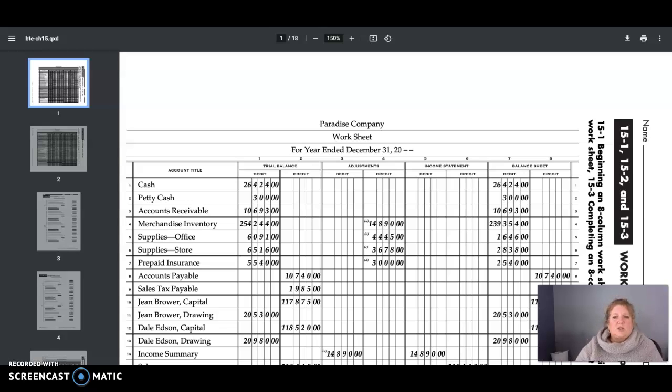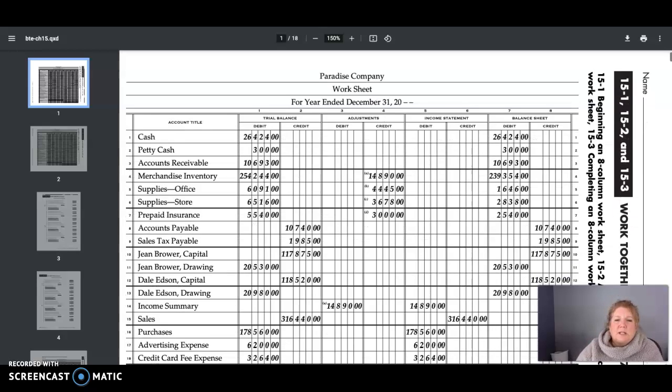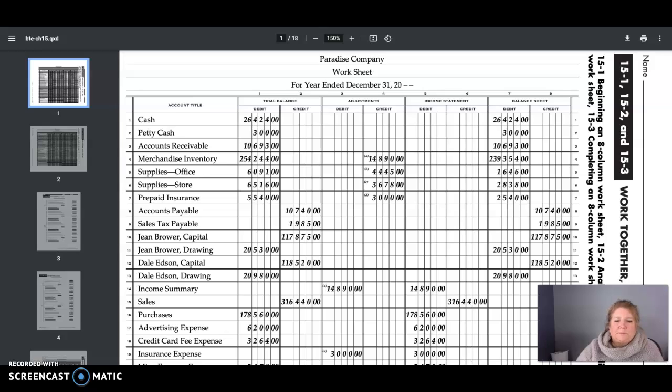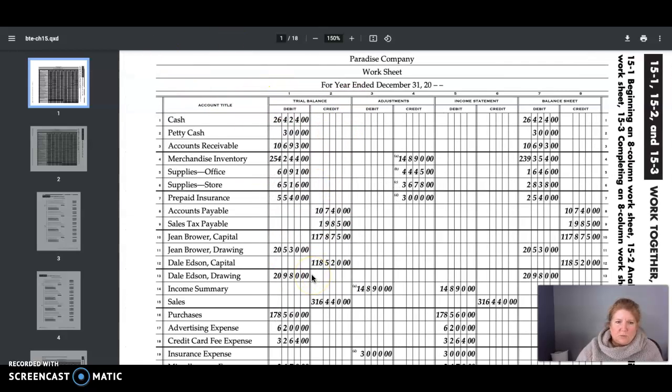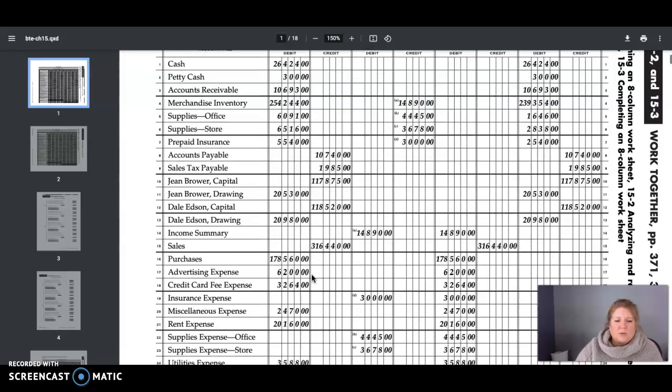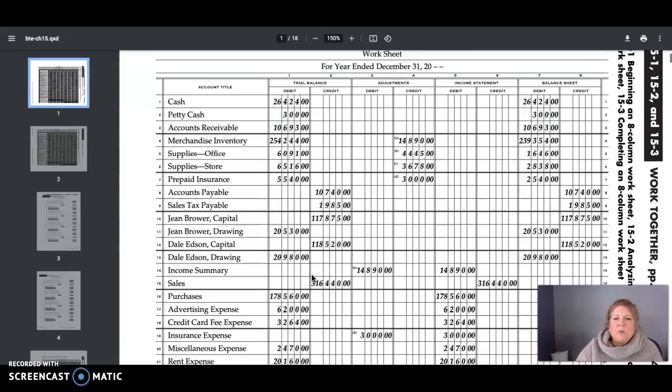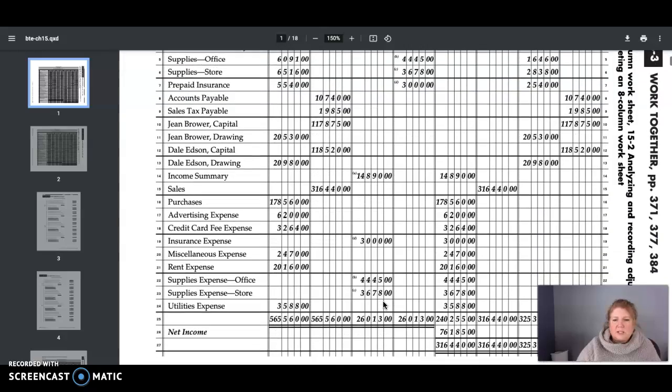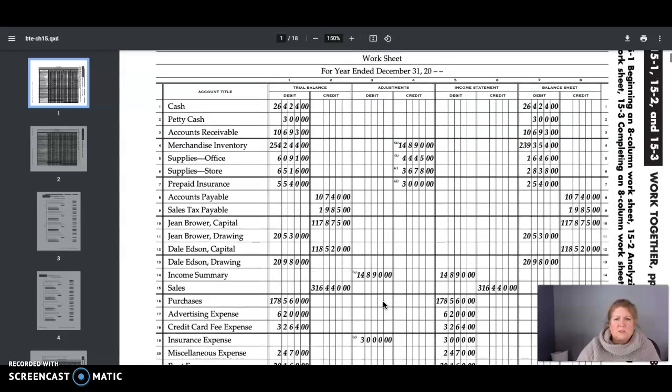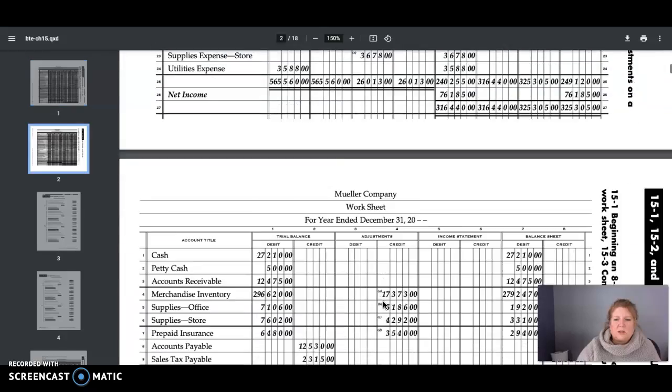Okay, so let's look at chapter 15. I did the work together with you in the video that I posted early in the week. The chapter is on completing the worksheet. The trial balance columns are always given to you, so you've got all your totals, top to bottom. What you have to do is your adjusting entries. We did the work together one on the video, so that is done.